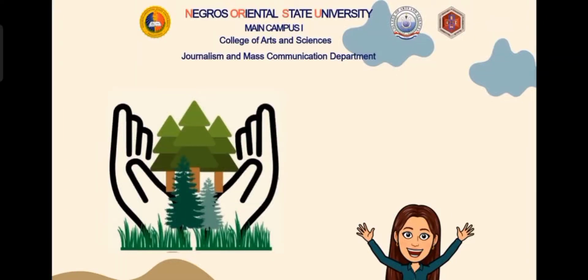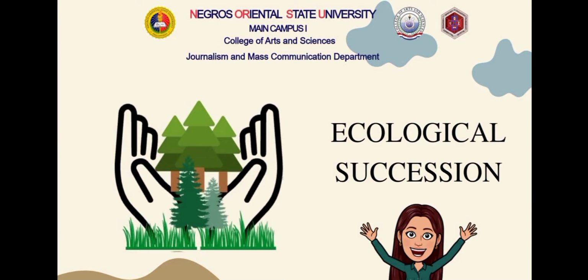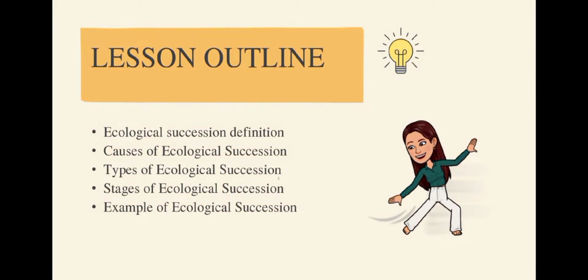Good day everyone. Today we will tackle ecological succession, and the flow of our discussion will be according to our lesson outline. Our lesson outline is as follows. First, we will define ecological succession. Second, the causes of ecological succession. Third, the types of ecological succession. Fifth, the stages of ecological succession. And lastly, the examples of ecological succession.